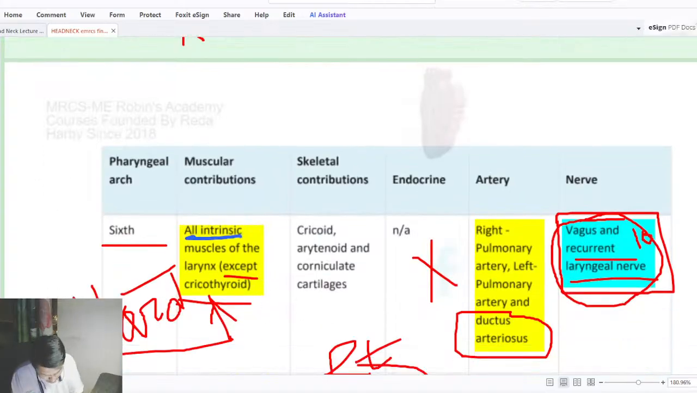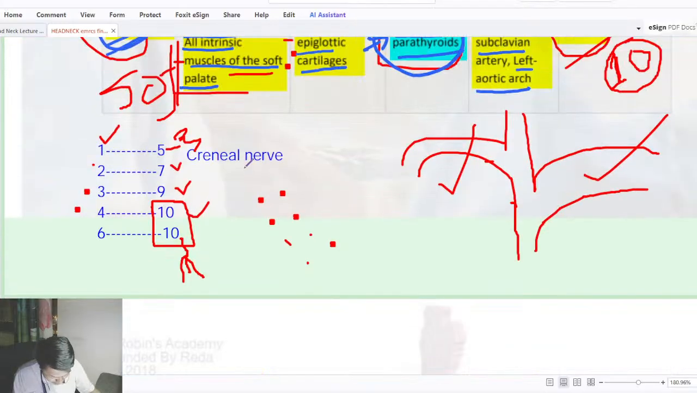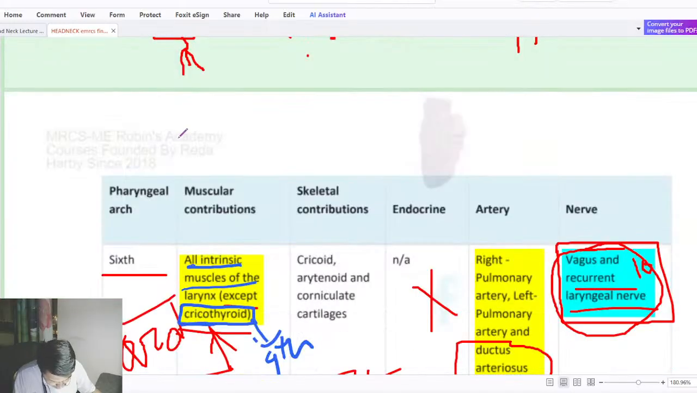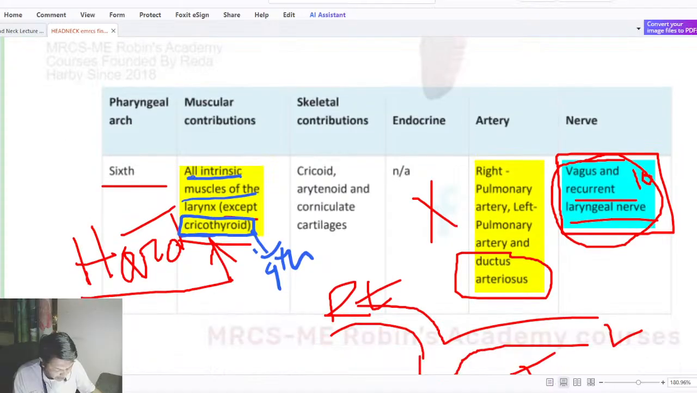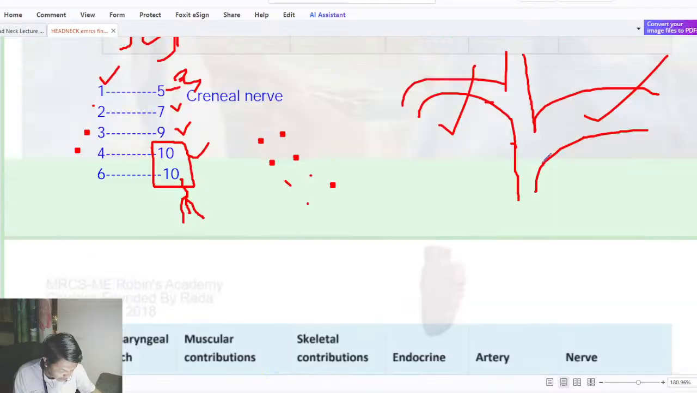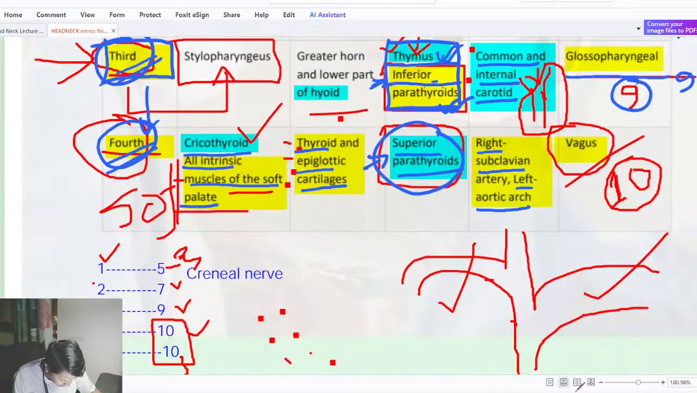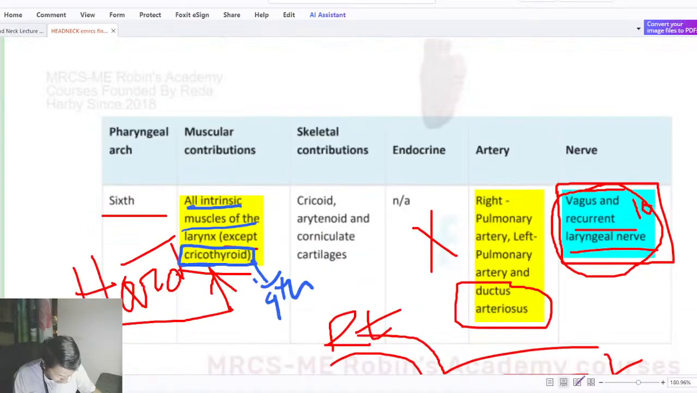Okay. So all intrinsic muscles of the larynx except cricothyroid, because cricothyroid is coming from fourth. So these are all intrinsic muscles of the soft palate from the fourth pharyngeal arch. All intrinsic muscles of the larynx are coming from sixth. There is no endocrine, because all endocrine we finished in third year and fourth year. In third year we studied thymus, inferior parathyroid, and in fourth year superior parathyroid. In sixth year, no endocrine.